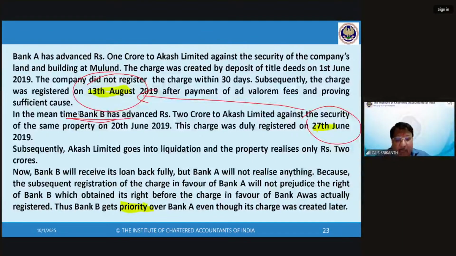But suppose the property, as in my example, they have lent 3 crores. It realizes only 2 crore. Suppose that had been pari passu, what will happen? They will be sharing this 2 crore in the ratio 1:2, that is 2/3 to 1/3. So 2 crore into 2/3, 2 crore into 1/3 will be a very odd decimal. You calculate on your own, but that's how they will share it.